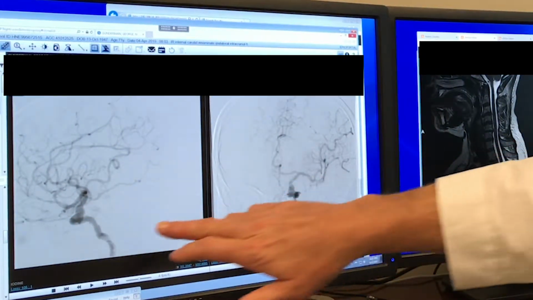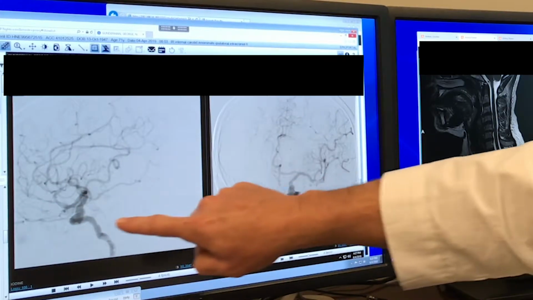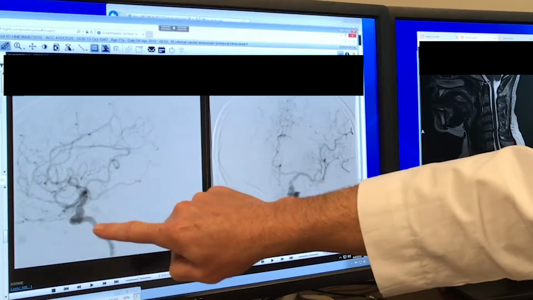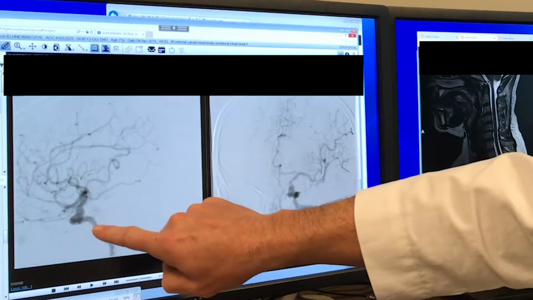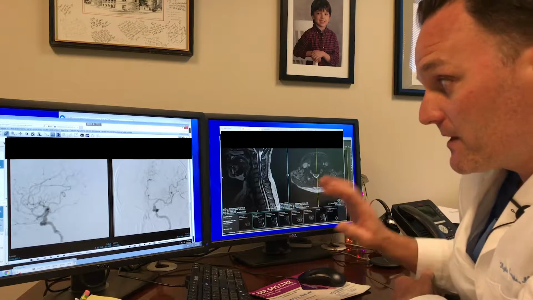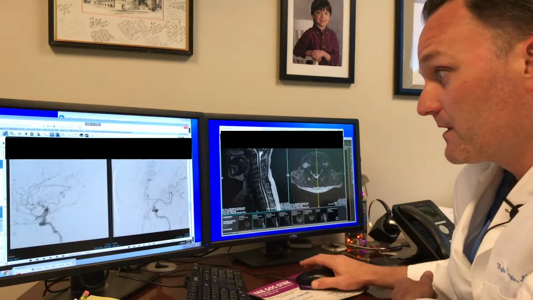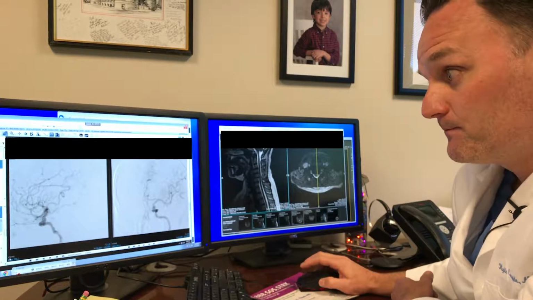And so that aneurysm is the one we're going to fix by placing a special stent, which is essentially a metal mesh tube inside of the artery to reconstruct the artery. And this particular stent is called a pipeline, and it's specially made to fix arteries in this location. And that's what we're planning on doing.